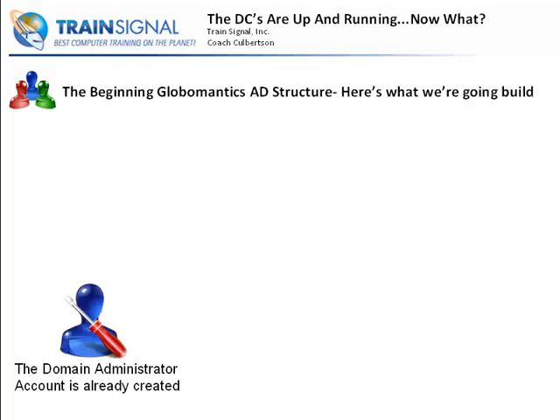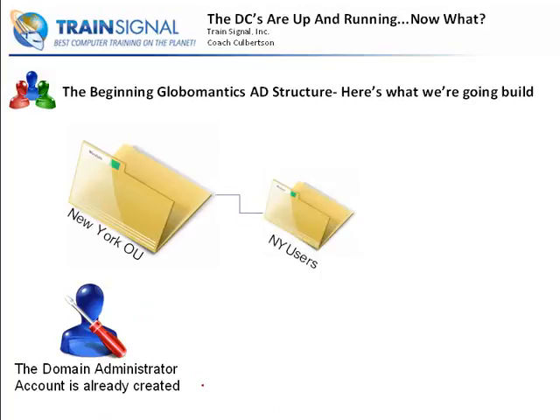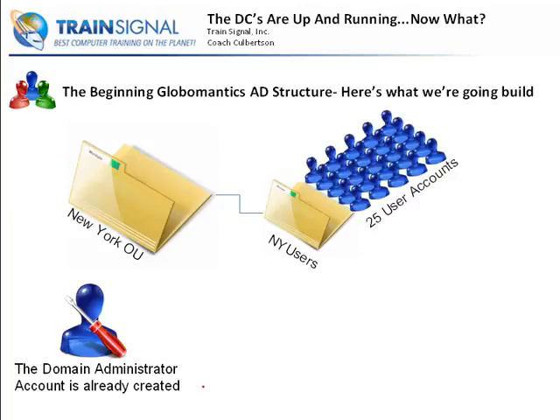Now, what we're going to be building in terms of the GlobaMantics AD structure, we're going to start off very simple. We've already created the domain administrator account, and just in case you're wondering, that's you. All right, that's what you always start off with. And then we're going to be creating one folder called New York OU. Now this folder is going to also have other folders in it, NY users. So we're going to create this NY users OU, and then we're going to populate that folder with 25 user accounts. And I know it sounds a little daunting at first, but again, I'm going to show you a really easy way that you can add in a whole bunch of folks into that OU really fast.